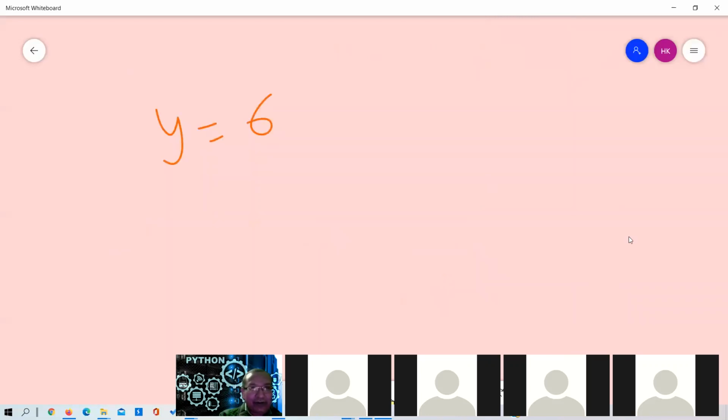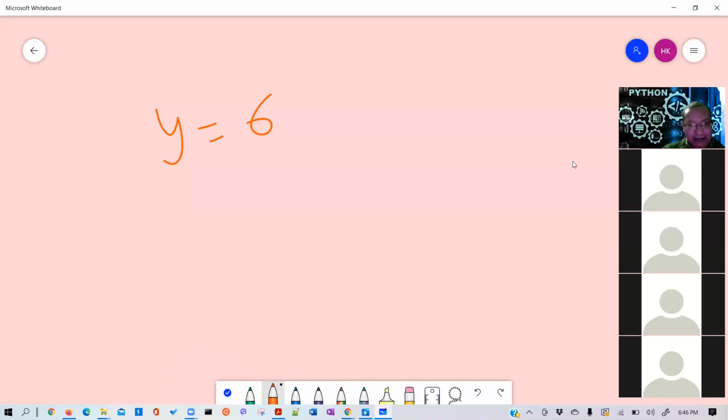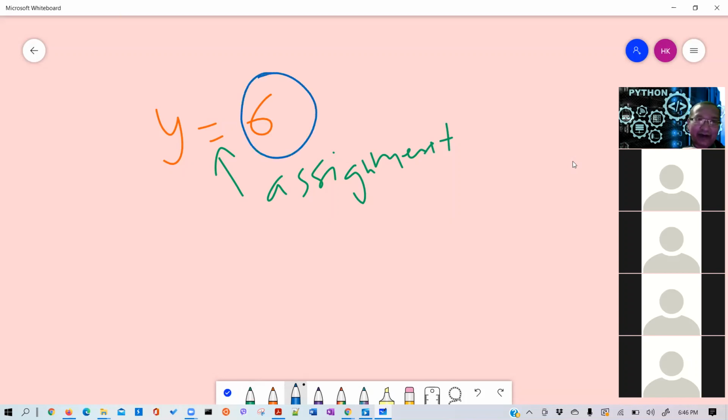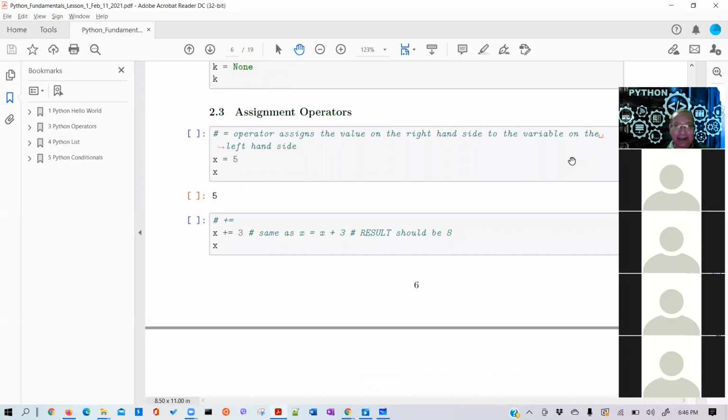Now, this operator is an assignment operator. Why is it called an assignment operator? Because it makes it possible to assign whatever value is on your right to the variable on the left. So this is an assignment operator. It's not an equality operator.